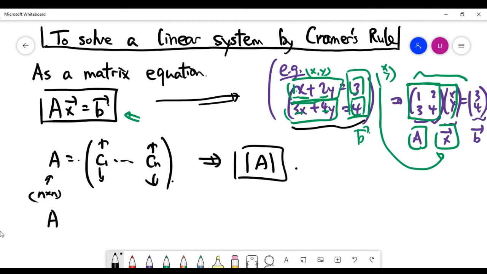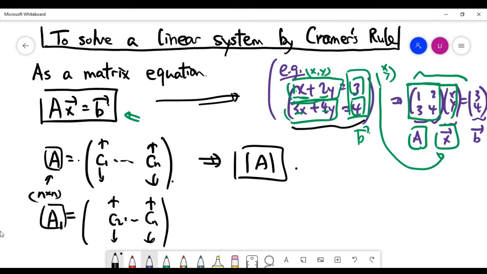For example, I use A subscript 1 to represent the next matrix we look at. This matrix has all the columns the same as the original matrix A. They are almost the same, except the first column. I would like to replace the first column by the column vector we have on the right hand side. You have to replace it yourself. So this matrix is not the same as A, right? They are not the same. So after doing this part, you need to find the determinant of A1 also.